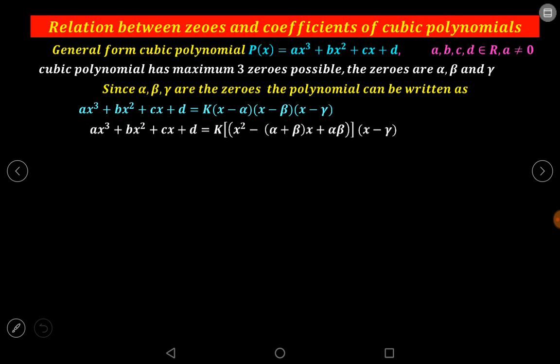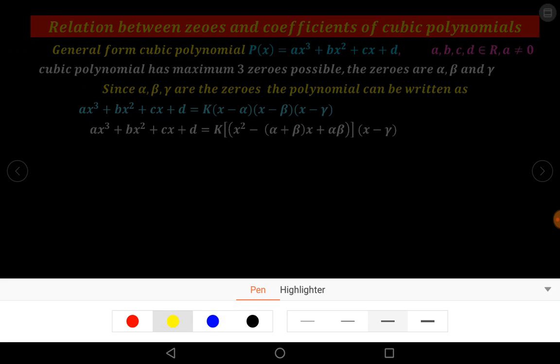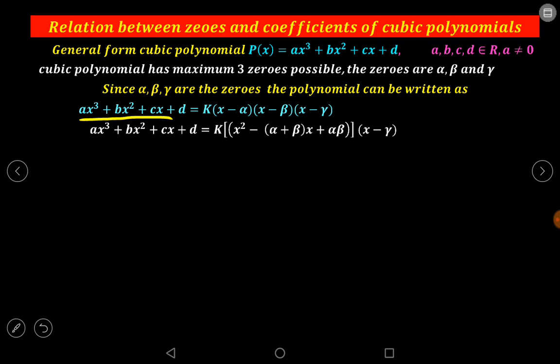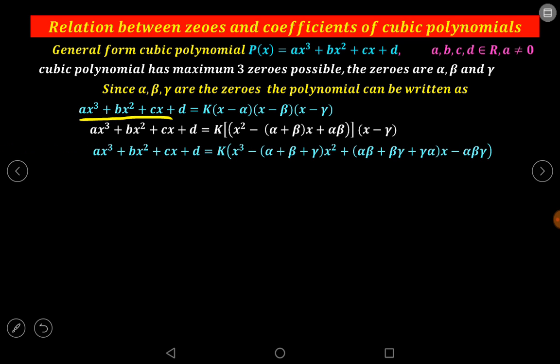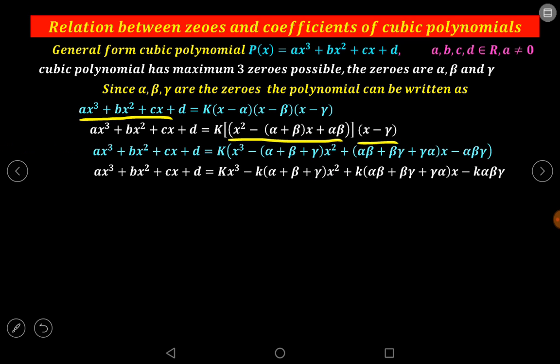Okay, observe the screen. So ax cube plus bx square plus cx plus d equal to, left side, right side, k times x minus alpha into x minus beta into x minus gamma. Find the product of x minus alpha into x minus beta. So their product is equal to x square minus alpha plus beta times x plus alpha into beta, and x minus gamma. So when three factors are multiplied, their product is kx cube minus k times alpha plus beta plus gamma into x square, plus k times alpha beta plus beta gamma plus gamma alpha, and the last one is minus k times alpha into beta into gamma.